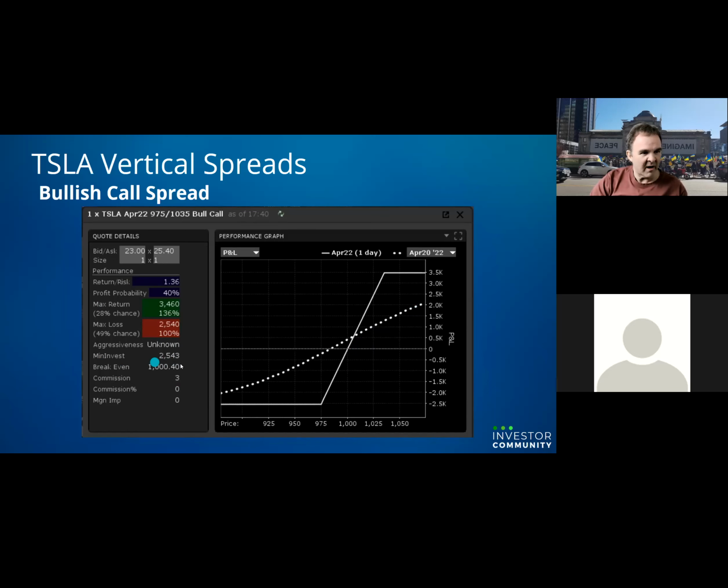It shows here what our minimum investment is. That's 2,543, and that includes this $3 commission. But the number we're really interested in here is our max loss, 2,540. Our max return is 3,460. So, not too bad. The probability on this isn't ideal. I probably wouldn't be taking this trade, especially going into earnings, knowing that there's going to be volatility crush. So not my favorite trade here.